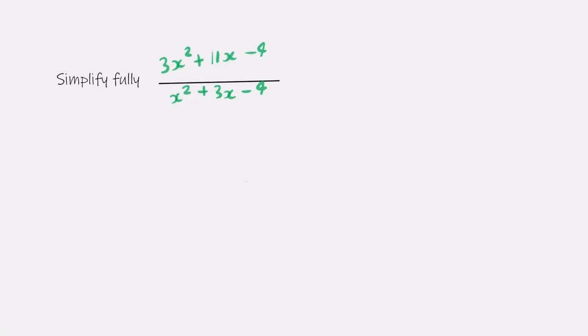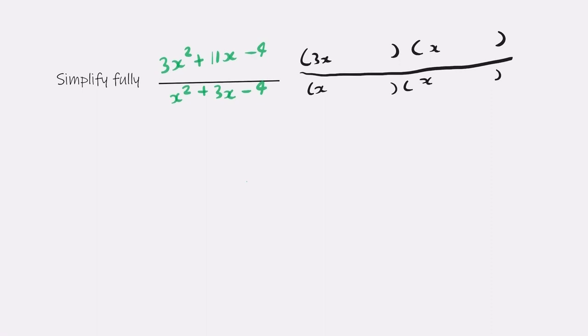Simplify fully 3x squared plus 11x minus 4, all divided by x squared plus 3x minus 4. So here the coefficient of x squared is 3, so the two brackets would be 3x and x, plus or minus something. The two numbers need to multiply to make minus 4, but it doesn't mean the two numbers need to add to make 11x, because the coefficient of x squared is not 1 in this.